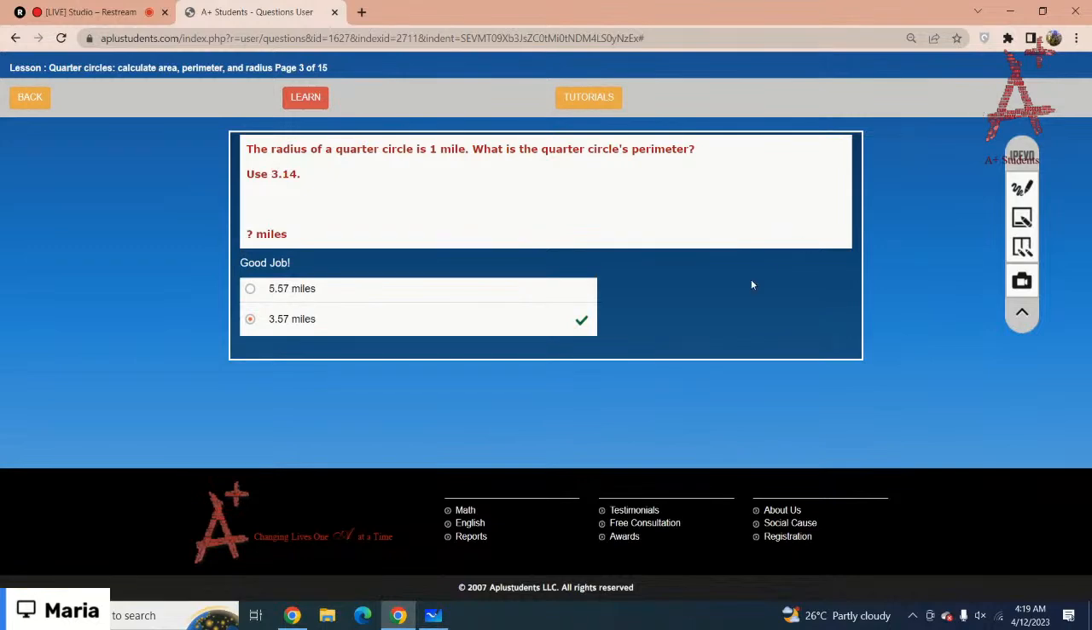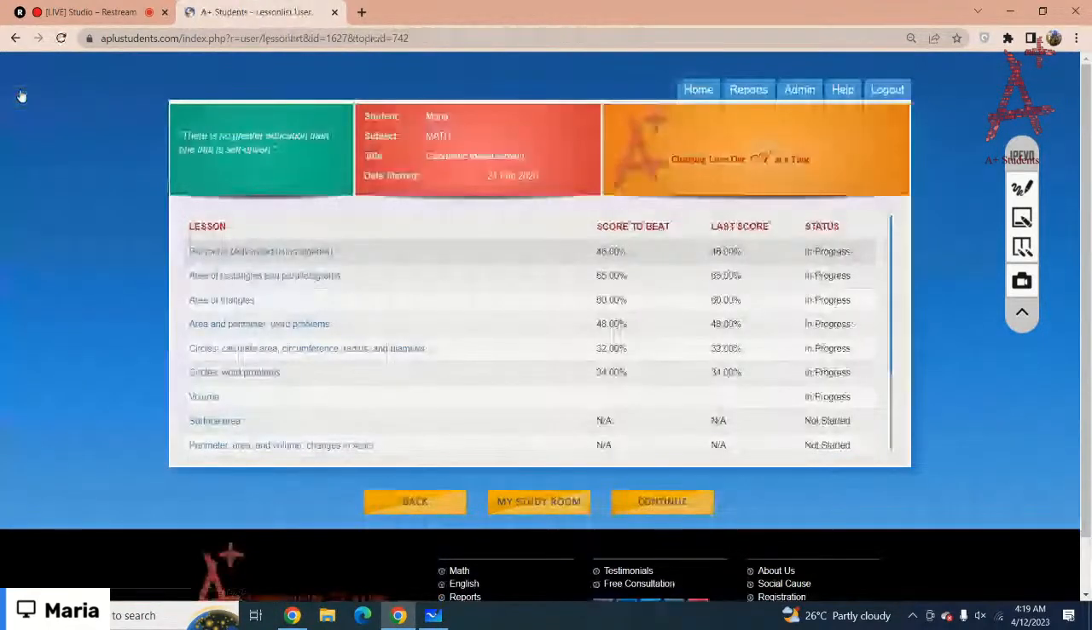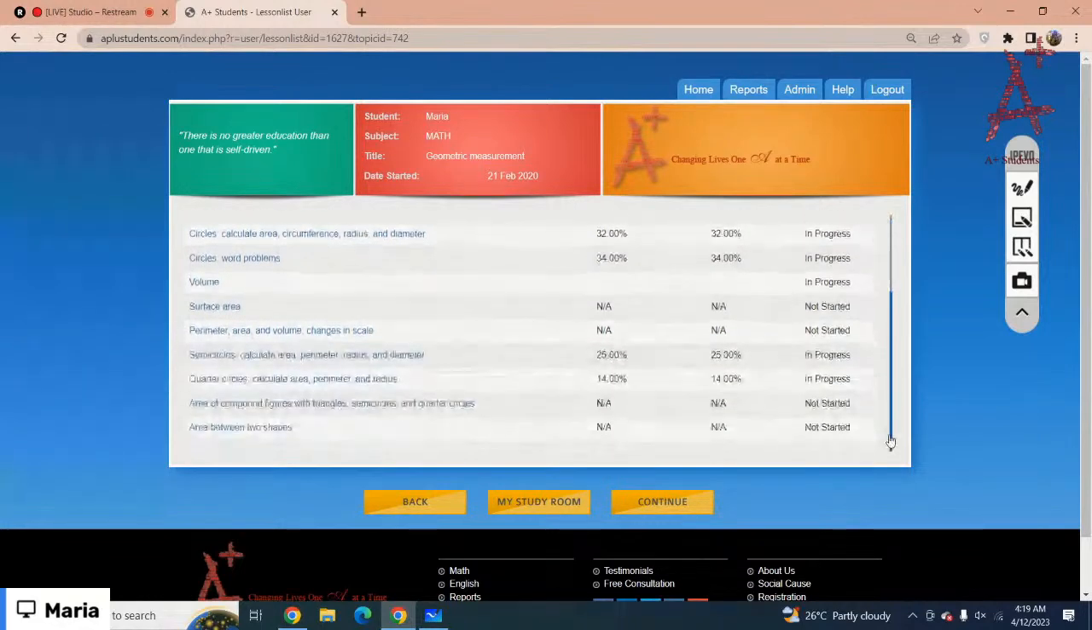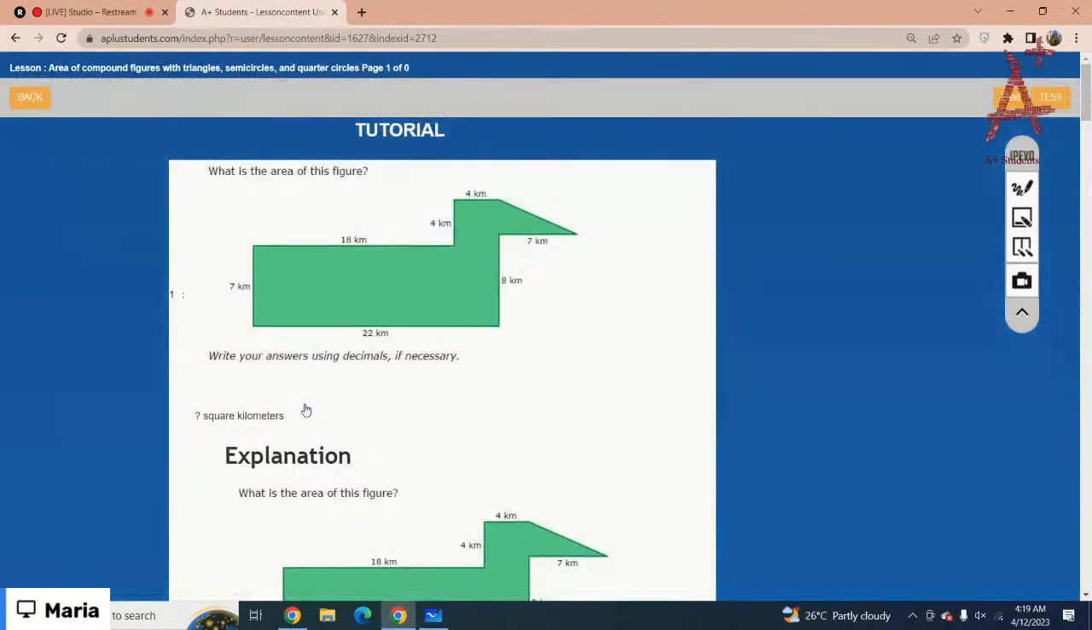Okay, you can complete the test by yourself later today. Let me just move on to the next lesson. And the next lesson is area of compound figures with triangles, semicircles, and quarter circles. Got it? So you have to calculate the area of the figures.